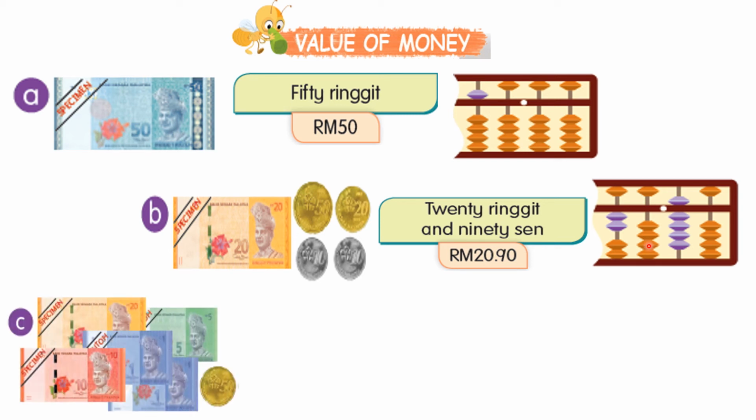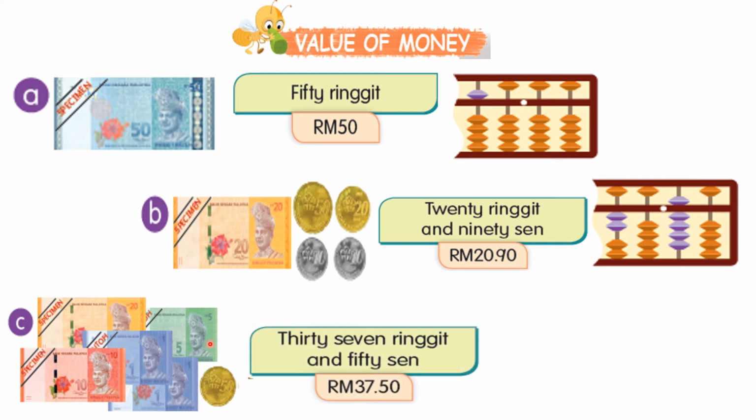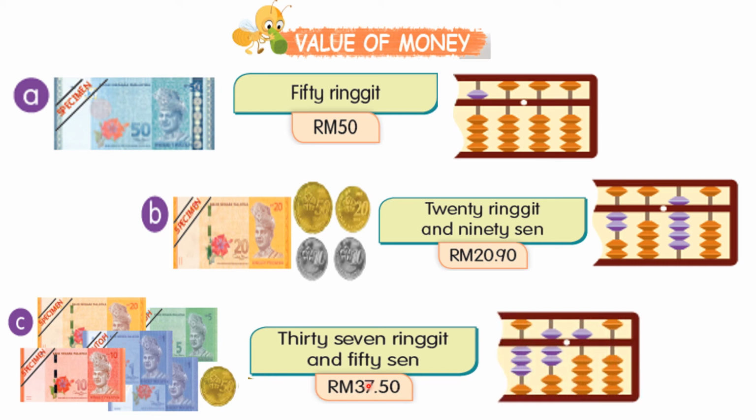Last one, C. Combination of money again. There is 20 ringgit, 10 ringgit, and then 1 ringgit and 5 ringgit, and the last one is 50 cent. So if we add up all together, it will be 37 ringgit and 50 cent. And this is the abacus that shows 37 ringgit and 50 cent.